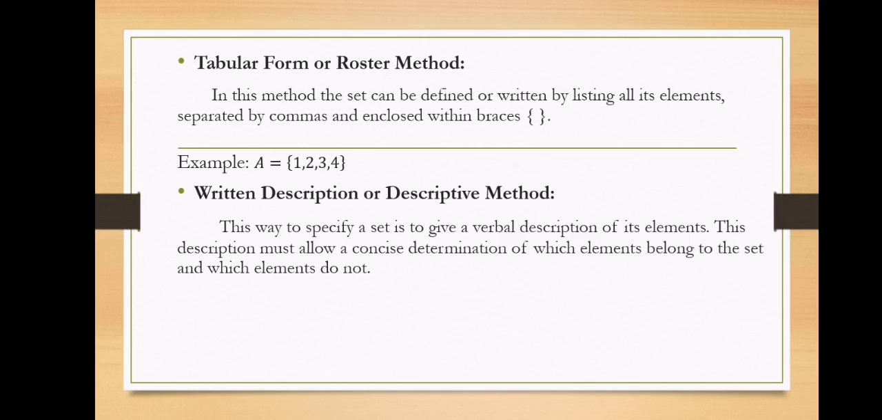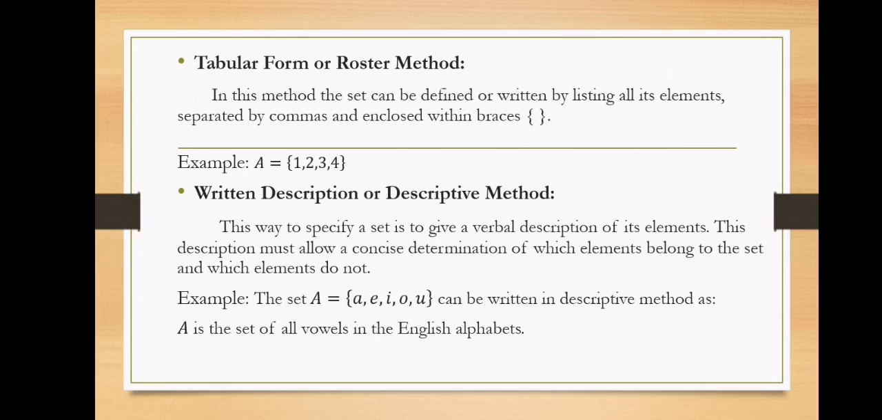So if we are describing a set or writing a simple sentence related to the description of a set, that is set of even numbers or set of odd numbers or set of natural numbers, it should clearly specify which elements are and which elements are not included in it.